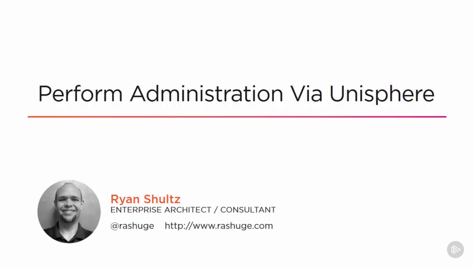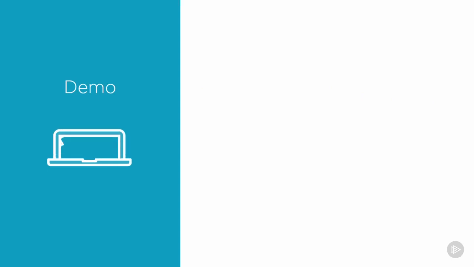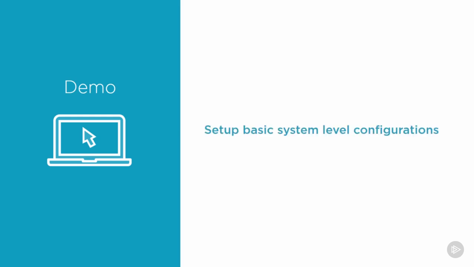Perform administration via Unisphere. We're going to first start off with the initial configuration wizard. After you've set up the Unity VSA and deployed it, you have to go through this configuration in order to get the environment initially configured and ready to go for your consumption. So let's start with the setup and basic system level configurations of a Unity VSA.